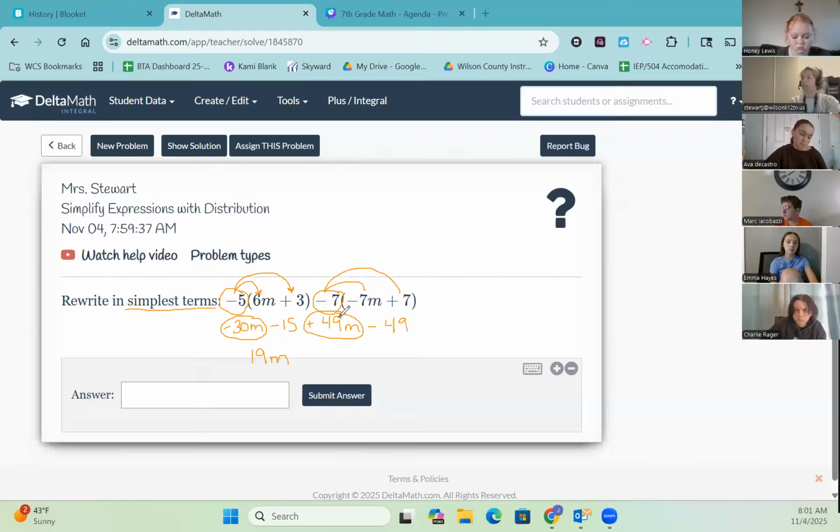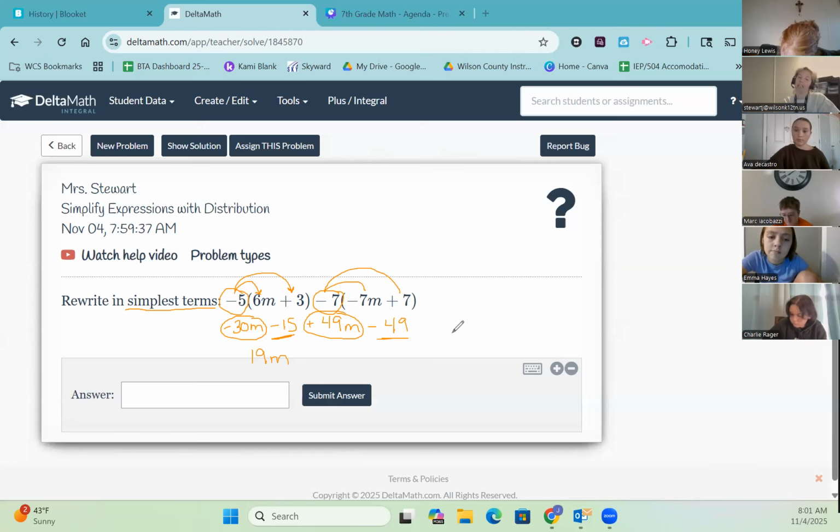Do you know why? Yes, negative 30 plus 49. Okay, opposite signs. So we subtract them and keep the sign of the larger absolute value. In this case, positive. Okay. All right. Negative 15, negative 49. They're both negative, so we can add them. Okay. We're going to get 64.